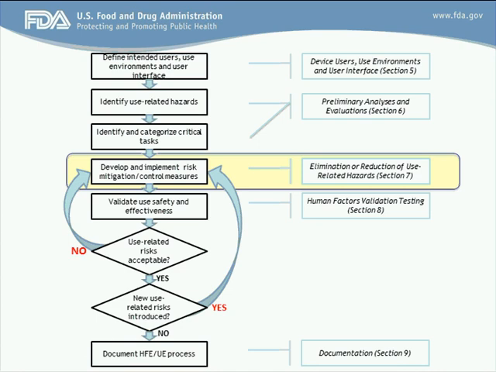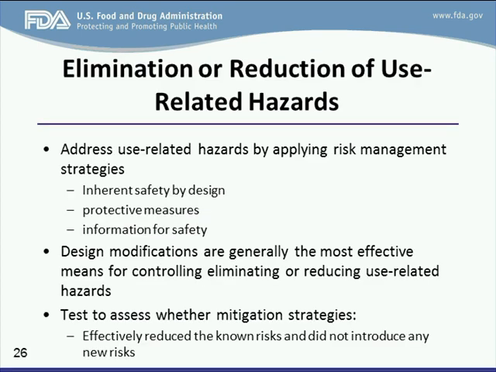And then we'll get into the next step of the process, which is trying to implement mitigations and risk control measures to reduce use error and reduce the potential high severity harms. So again, as with general risk management, the best thing to do is design modifications to remove the hazardous situation. So that would be inherent safety by design. The next step would be to consider protective measures. So this is allowing a fault to happen, but not allowing it to lead to a hazardous situation. And then the next level would be information for safety. And again, as with the risk literature, these are listed in order of effectiveness, typically.